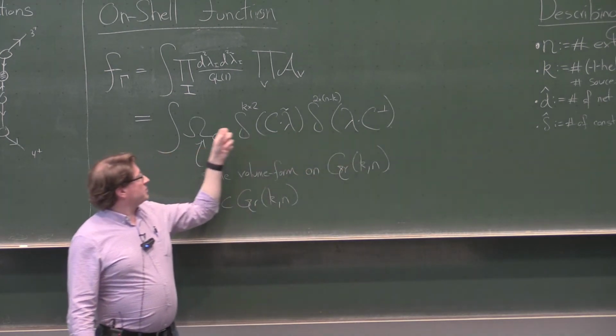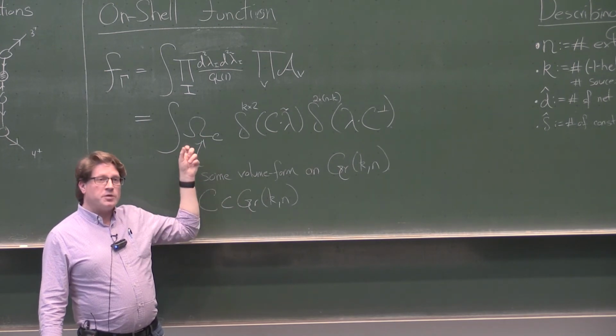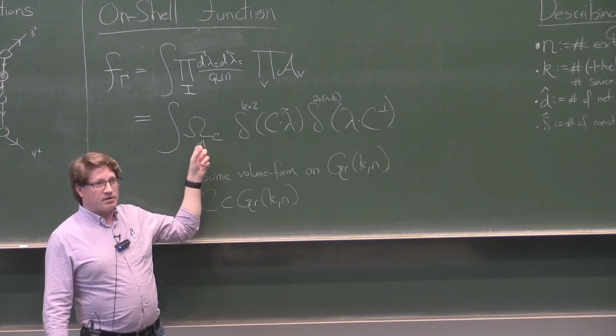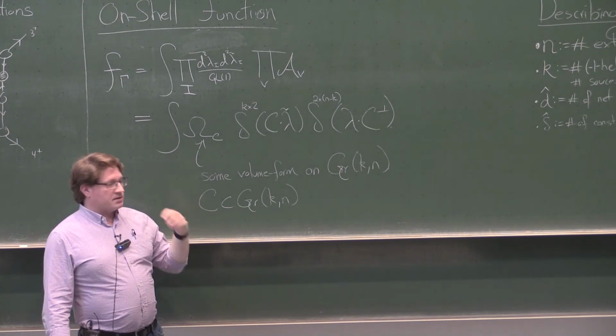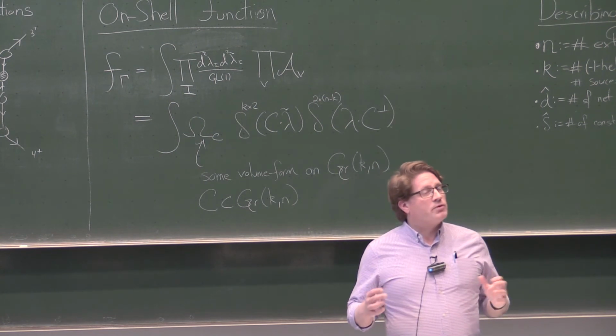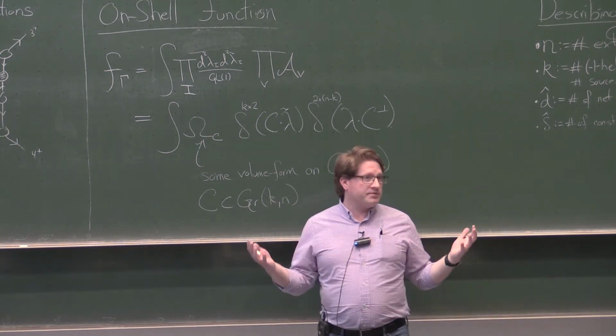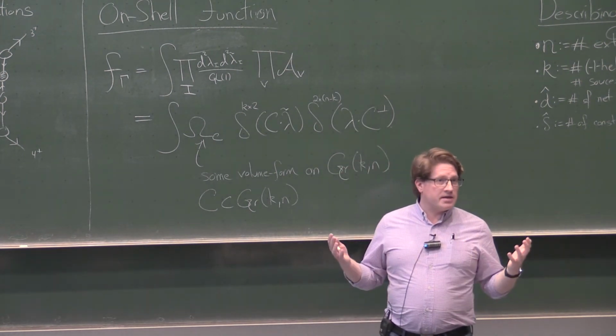And if you preserve the volume, then this integral here will be invariant. And so volume-preserving diffeomorphisms are symmetries of these on-shell functions. And in particular, in the case of planar N=4, if you ask what are the volume-preserving diffeomorphisms that preserve all graphs, it turns out that's the Yangian.